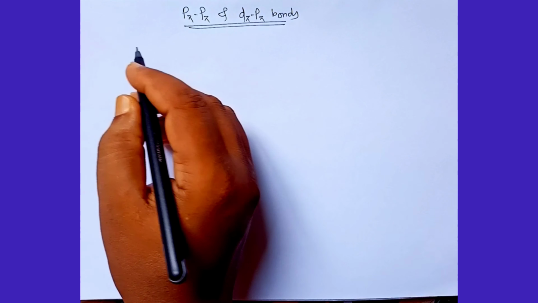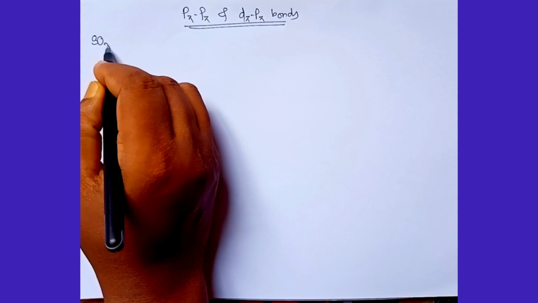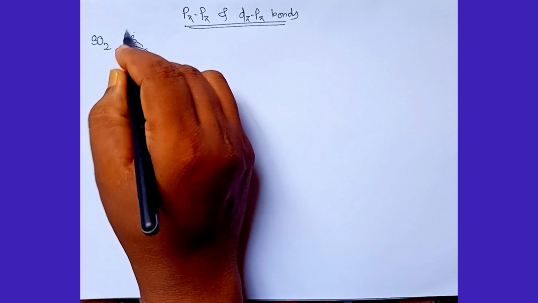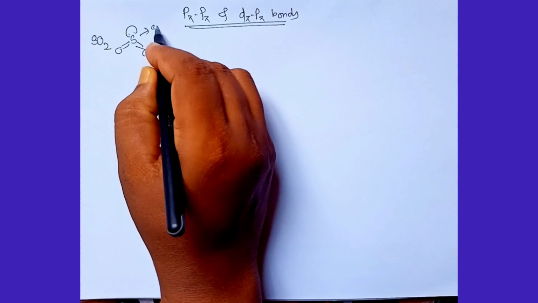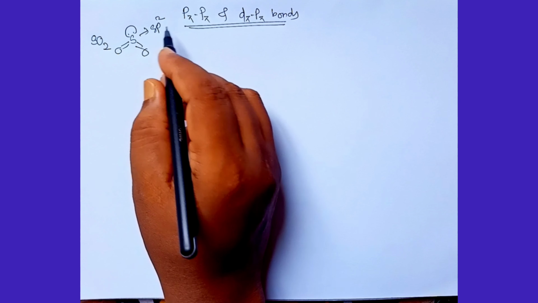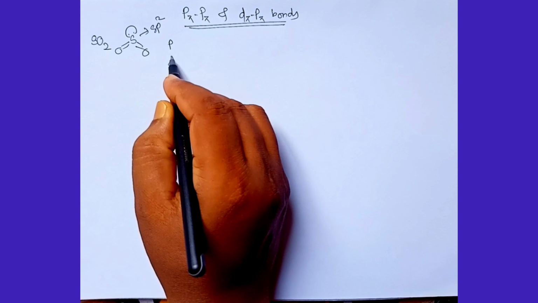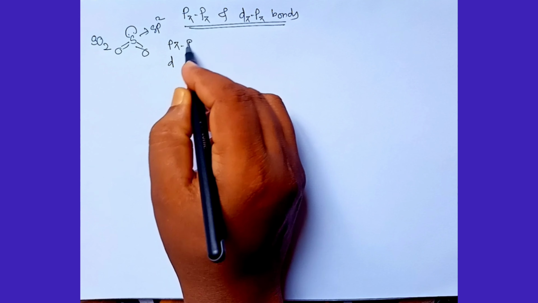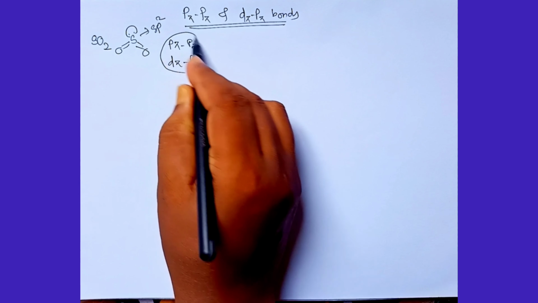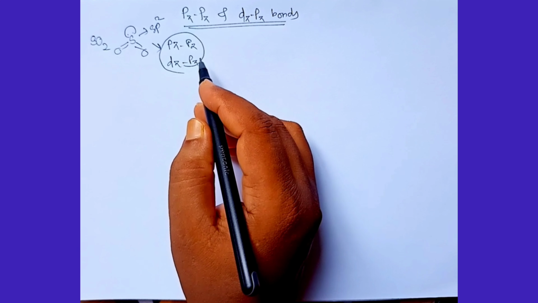So let's discuss. For instance, take the example of sulfur dioxide, SO2. This is the structure of sulfur dioxide. Here the hybridization of sulfur is sp2, so only p orbitals remain for pi bond formation. So 1 p, 1 d: one will be p pi with the p pi of oxygen, the other will be d pi p pi. So the number is 1 p pi p pi, 1 d pi p pi.